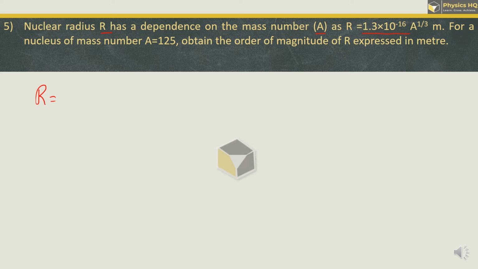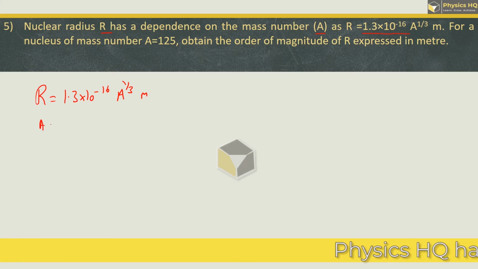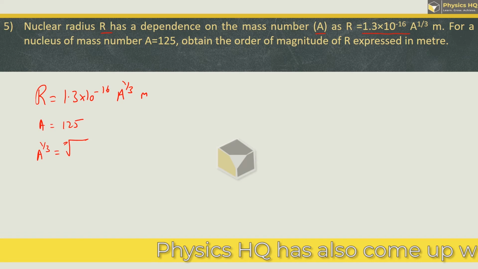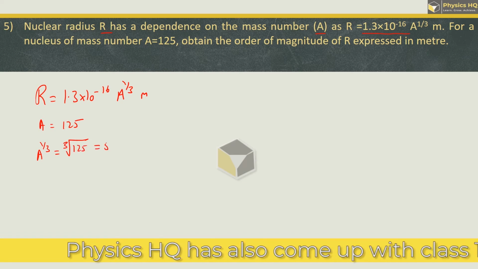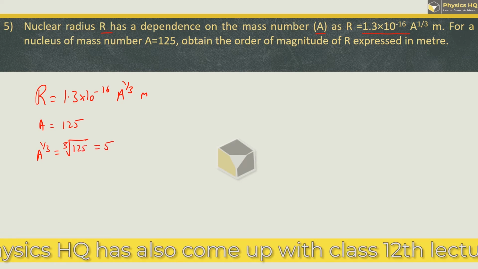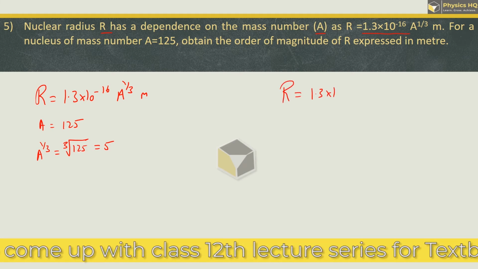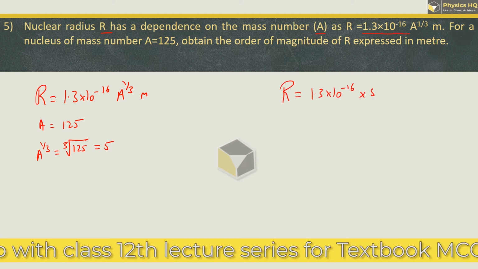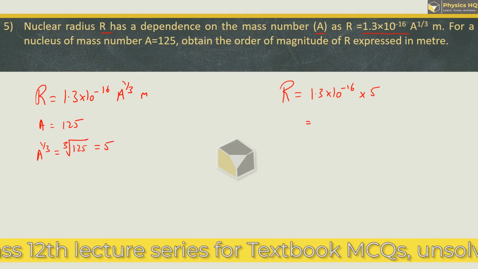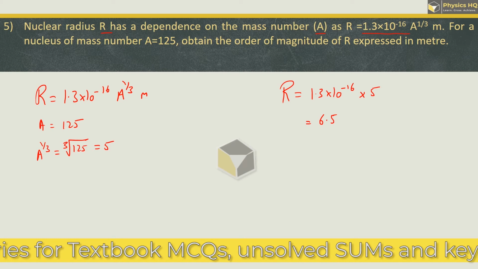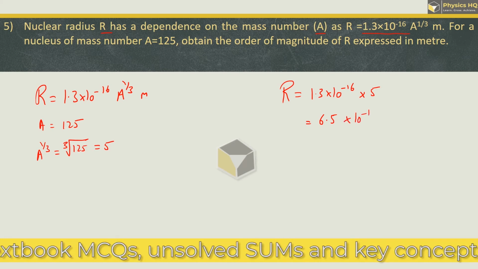We have r equal to 1.3 × 10 raised to minus 16 A raised to 1 by 3 meter. Now they have given A as 125. What will be A raised to 1 by 3? That will be nothing but the cube root of 125, which gives us 5. So let us put it over here. R will be 1.3 × 10 raised to minus 16 × 5. When we multiply this, 5 3s are 15, 1 carried up, 5 1s are 5, 6. So we got 6.5 × 10 raised to minus 16.